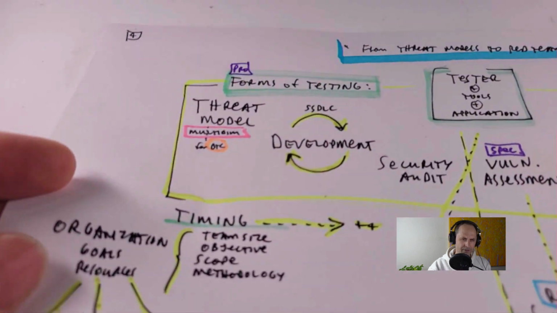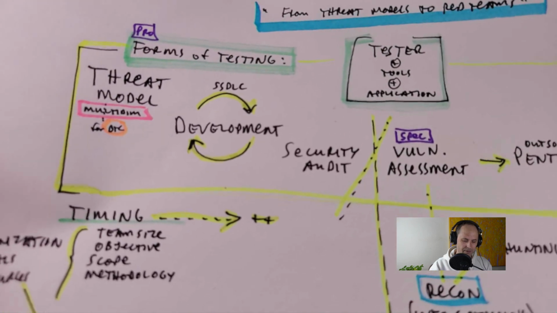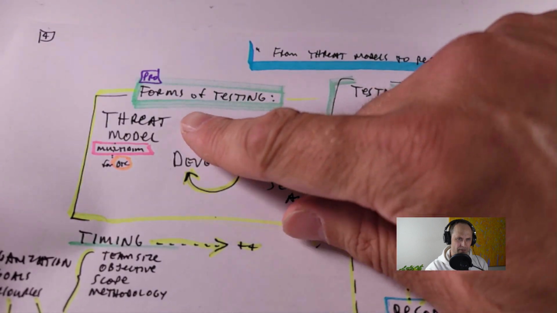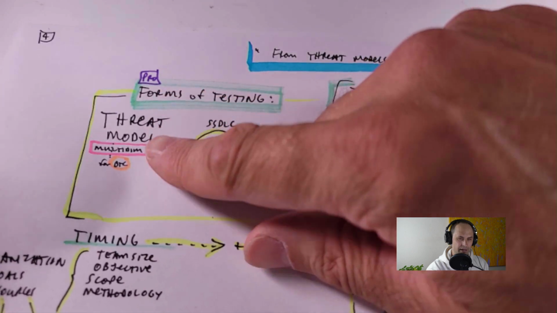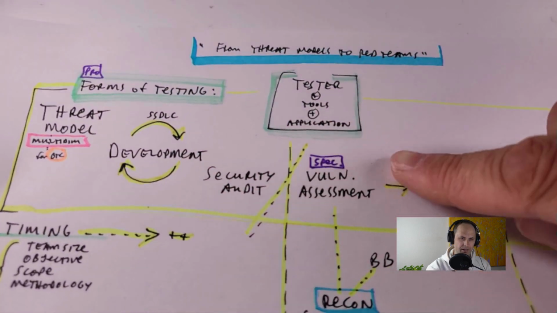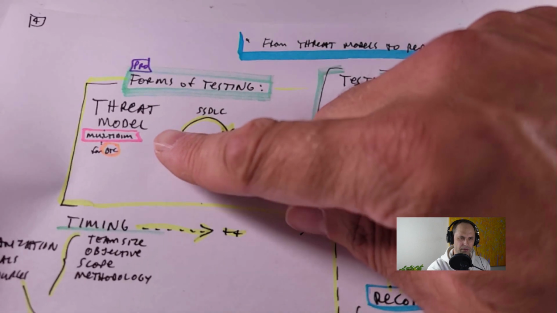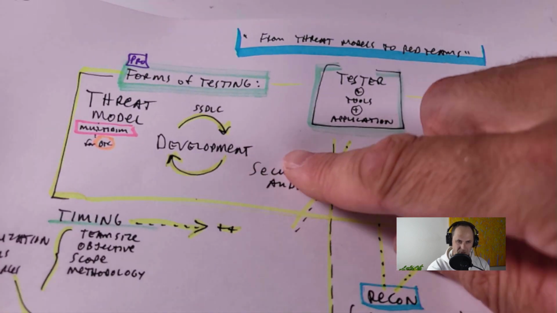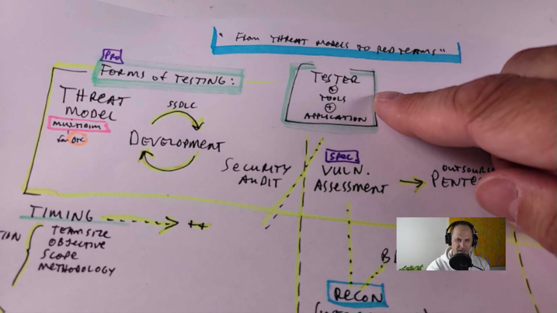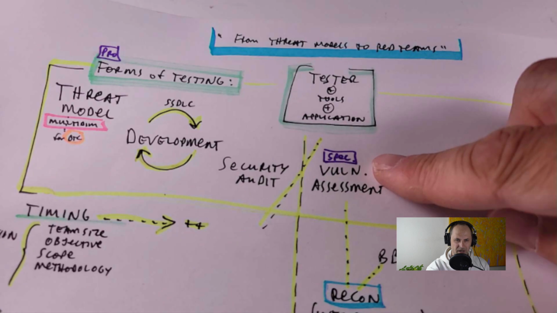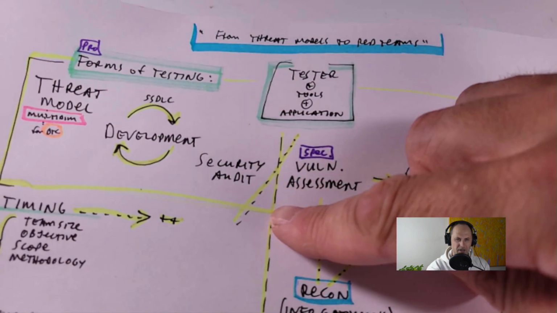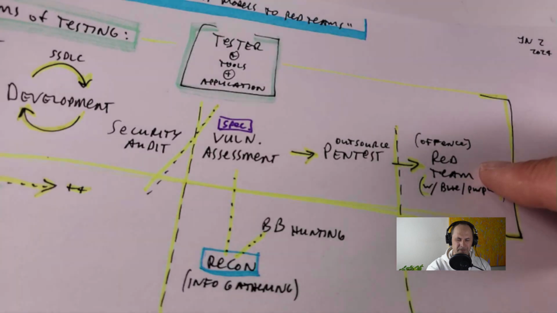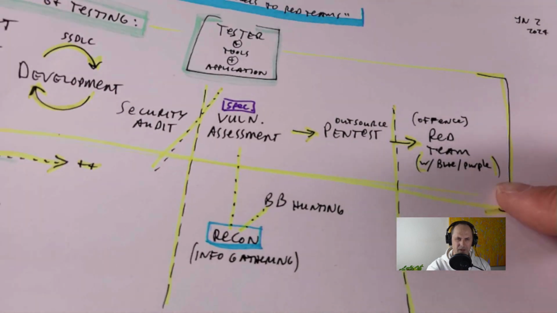It's a mind map I drew of the article, as with everything on this podcast. We'll be going through forms of testing here, the professional layer of the security subculture. We'll be going through the multidimensional aspects of threat modeling, how it relates to SSDLC and the development life cycle, the tester world, the tools and the application, going through security audit, and then the bridge to vulnerability assessments to penetration testing, which can be outsourced, into offensive red teaming with blue and purple teams.